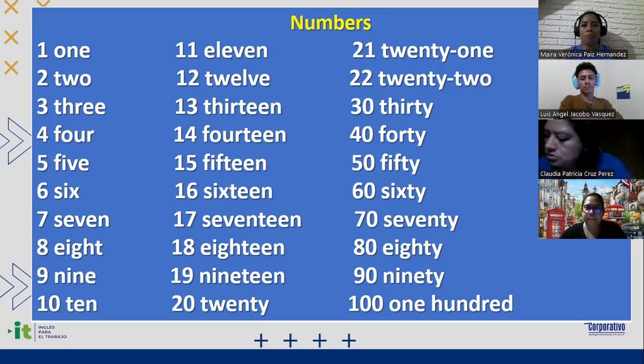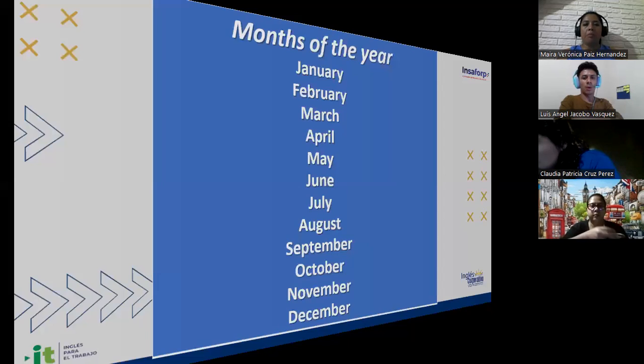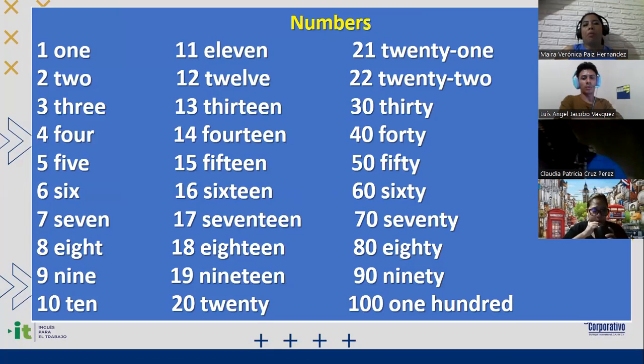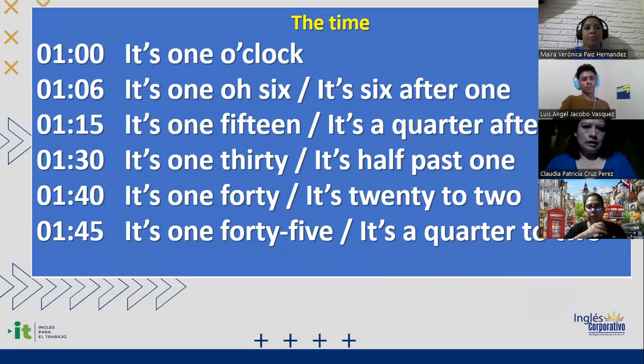Good. So now we have days of the week, month of the year, and numbers. These are cardinal numbers, right? Cardinal numbers. Good. Now let's practice the time. What time is it? Look, 1 is 1 o'clock. It's 1:06. The 0 here is pronounced like an O. It's not zero-six, it's 1:06. Or you can say it's 6 after 1.